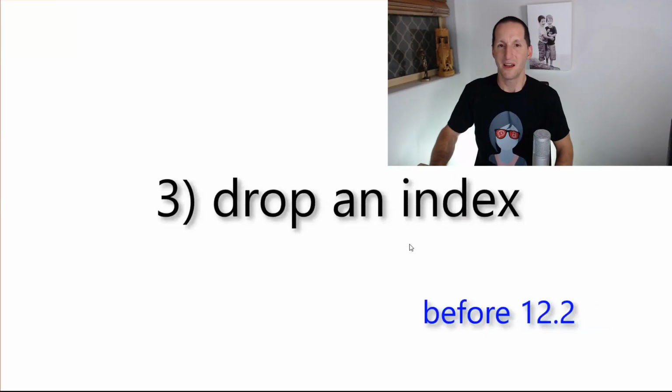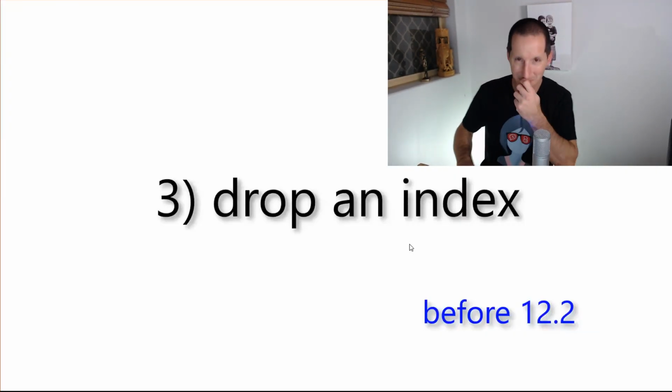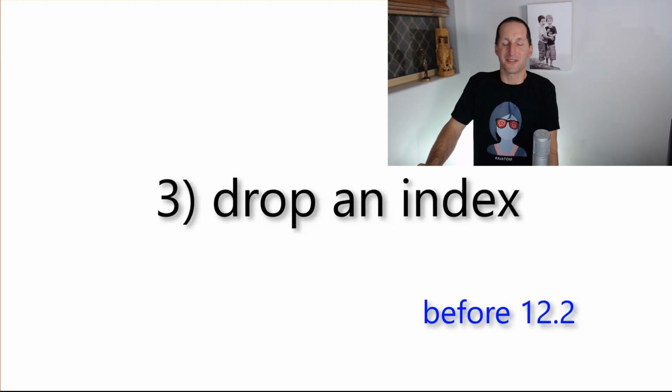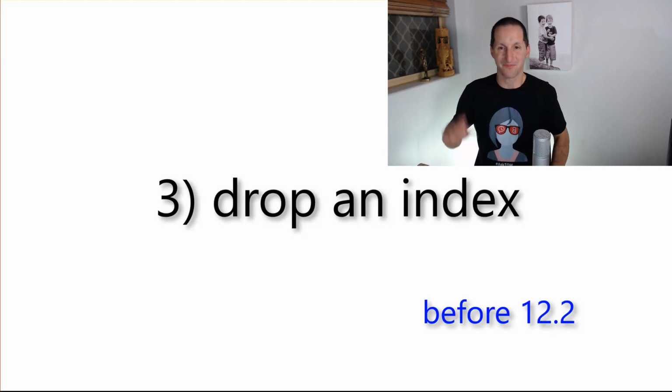without having to take it away from the users. Topic number 3. Oh, the time is running so slow. Well, the time's running so fast, I'm running so slow. Dropping an index before 12.2.